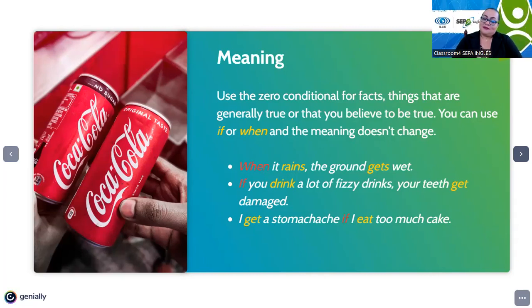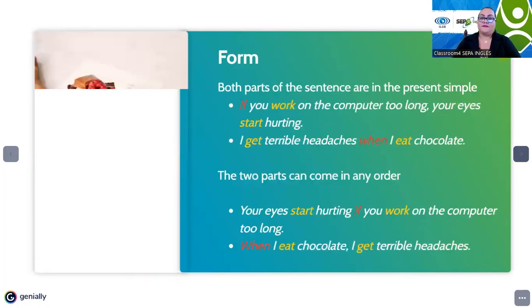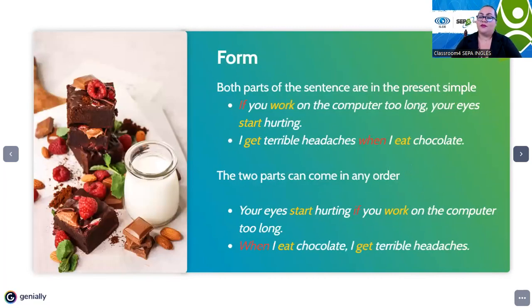When you use this zero conditional, we are talking about reactions that have a result that is typically the same. For example, if I don't sleep well, I am tired all day. Si no duermo bien, estoy cansado todo el día. If I don't eat my lunch, I have a stomachache. Si no tomo mi almuerzo, me da dolor de estómago. This is a biological or physical reaction about something that is in the present too. Okay. Both parts of the sentence are in the present simple.